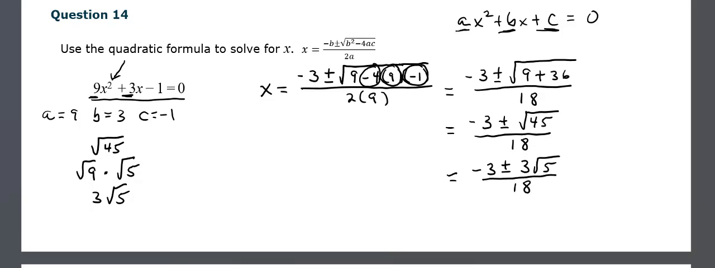Now our last step is to simplify if possible. We're looking to see if a number divides into negative 3, 3, and 18. It has to divide evenly into all three. And 3 does. So I divide a 3 out of each one of these to get my final answer. So my final answer is negative 1 plus or minus 1 square root of 5, which we can just write as the square root of 5, all over 6. The 1 in front of the radical sign is not necessary.